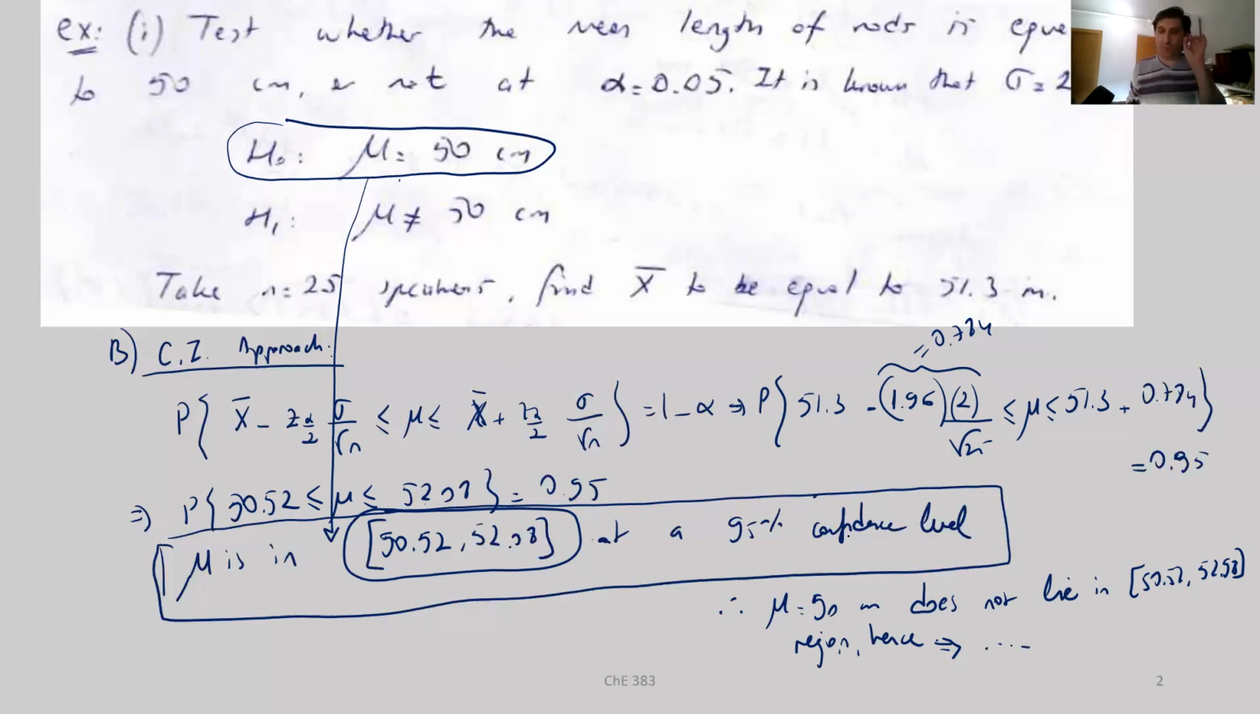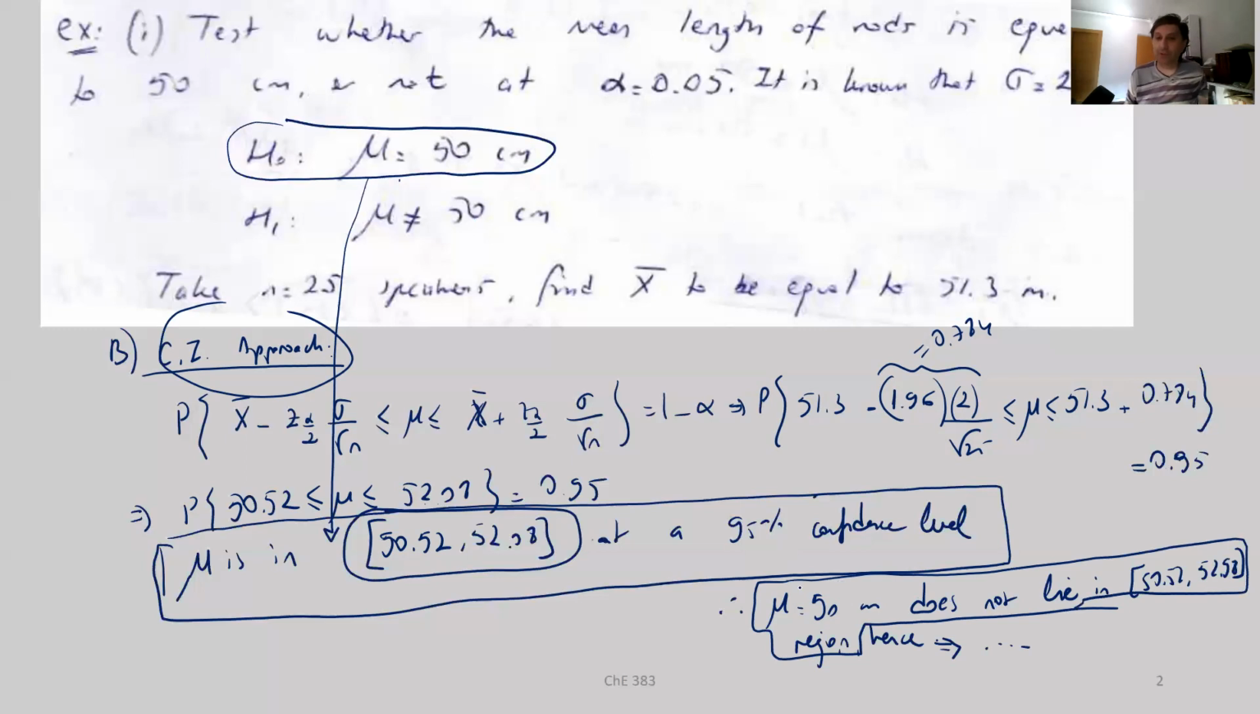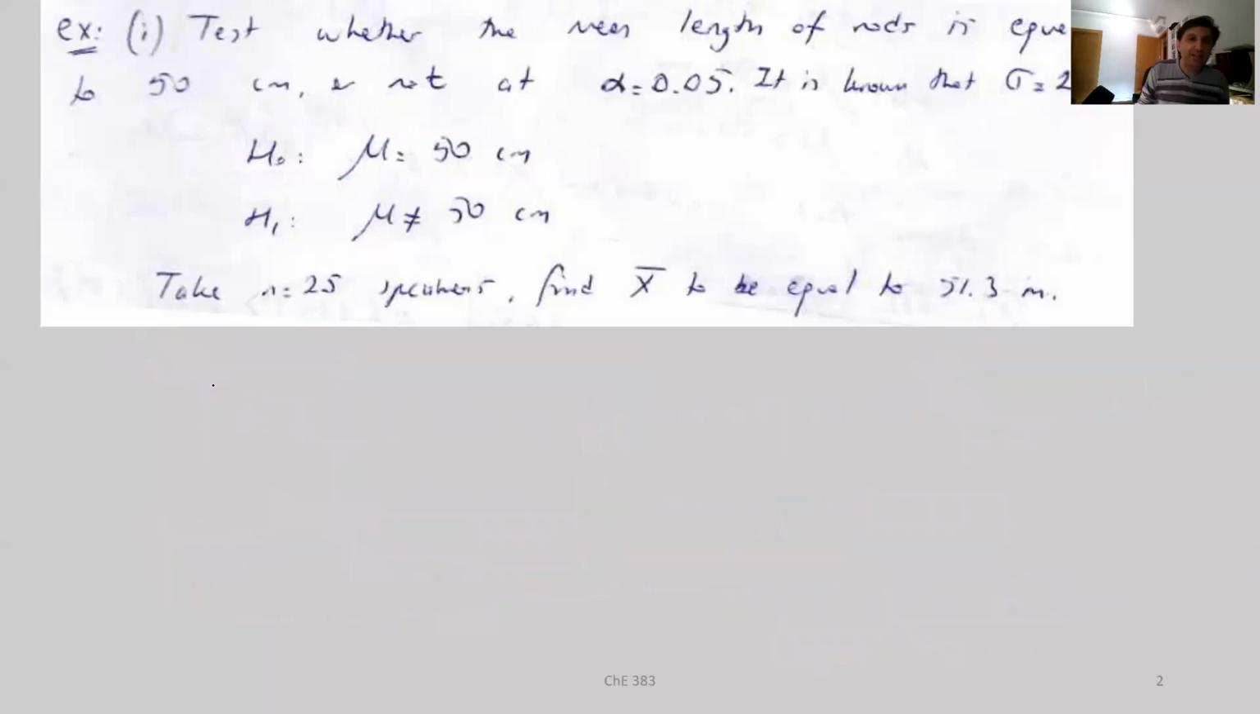But the way to connect the confidence approach to the hypothesis test lies in this statement here. We are going to check whether the hypothesized value in the null hypothesis, mu equal to 50 centimeters, lies in the determined confidence interval or not. If it is in the determined confidence interval, we say we cannot reject the hypothesis that mu is equal to 50 centimeters. If it does not lie here, just like in this case, we reject the null hypothesis.